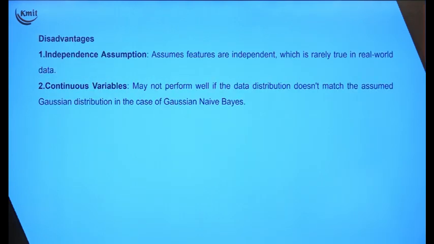When I talk about disadvantages, there is the independence assumption. As I said, the naïve assumption is actually taken into consideration here, which is one disadvantage. Not in all cases, but maybe in a few data sets you may find this a disadvantage. It may also not perform well if the data's distribution is continuous, as in the case of Gaussian Naïve Bayes, it may not work so well.